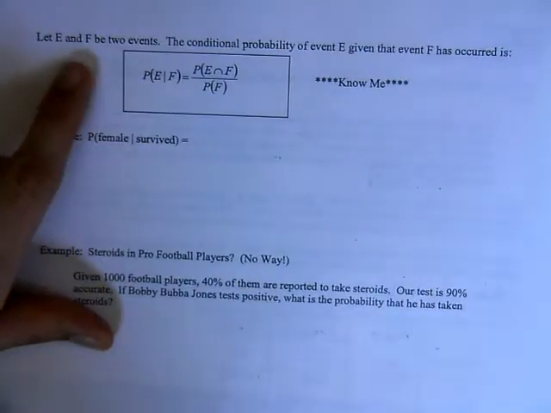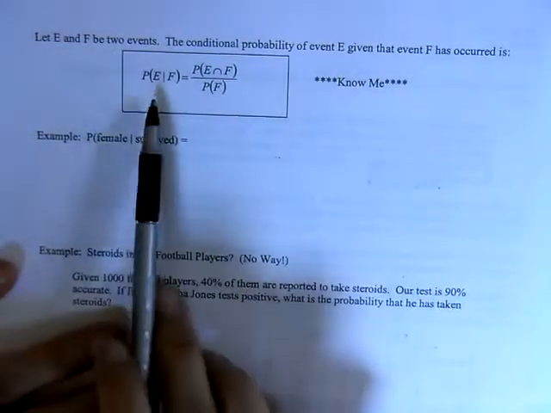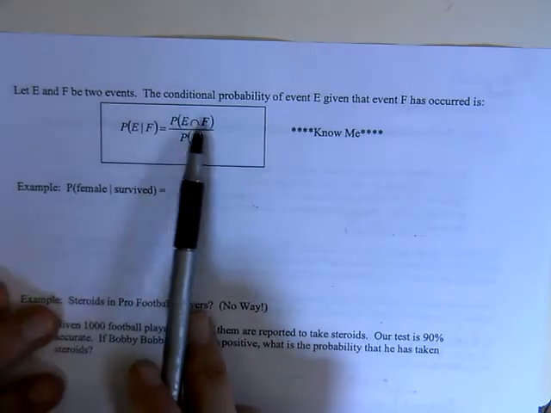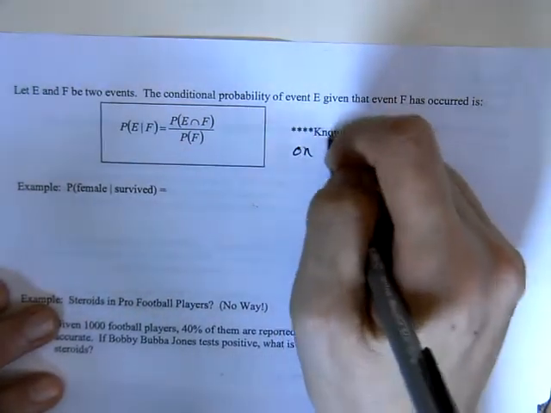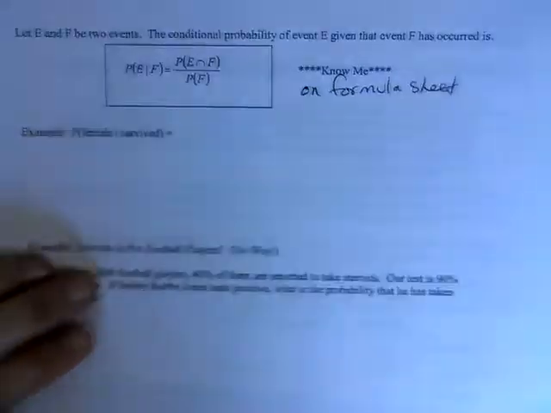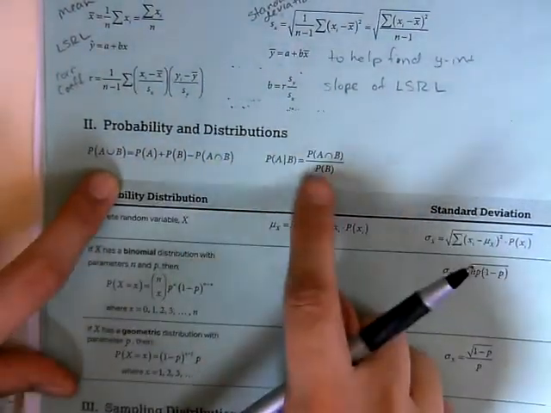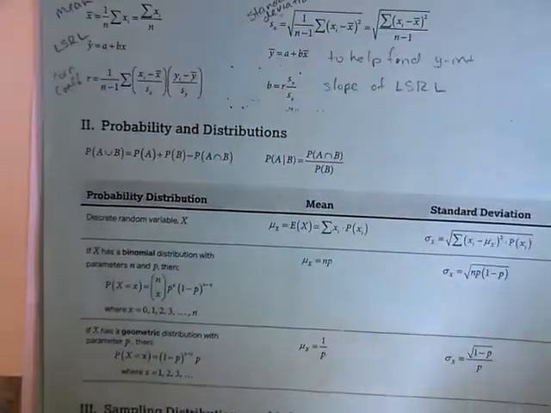So let E and F be two events. The conditional probability of event E, given that event F has already occurred, so E given F, is equal to E and F over F. Now, this is on your formula sheet. So like I said before, there's only two real formulas for this chapter. This one from section 6.2 and then this one from today. That's it.